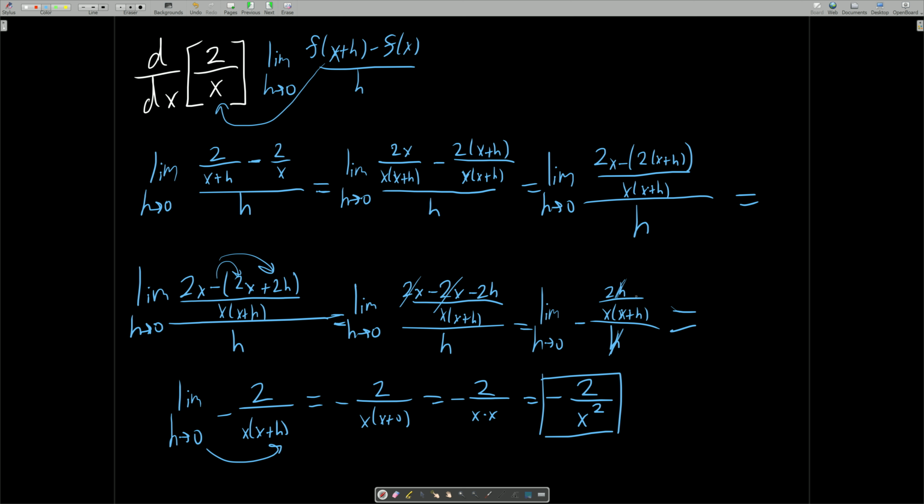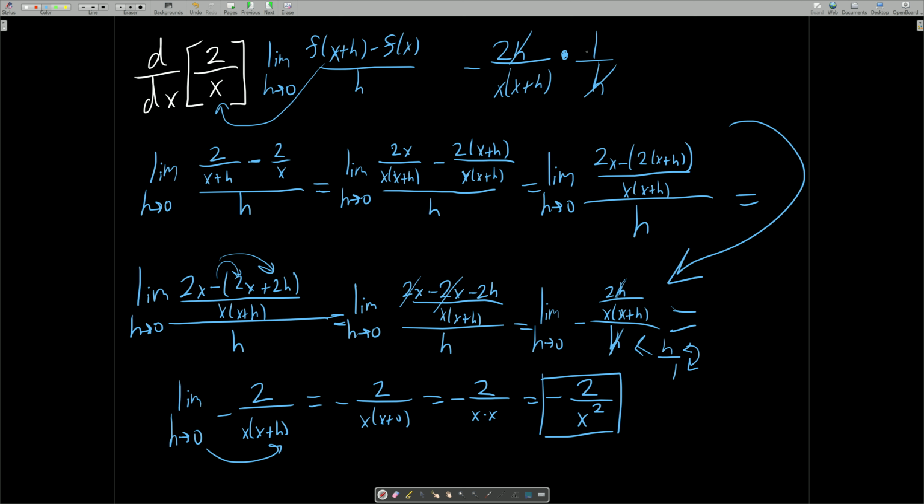Now if you don't know how I did this part, let me explain this really quickly. You have your negative 2h over x times x plus h. And this h is the same thing as h over 1. You're going to flip it around and multiply it times 1 over h. Because you have 1 on the numerator, 1 on the denominator, those are going to cancel out. That's why I got this right here.